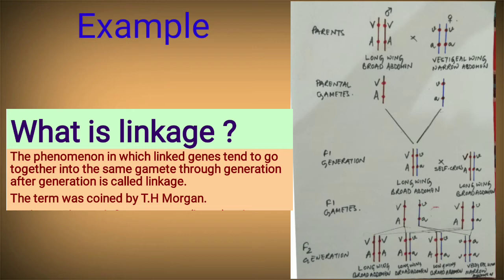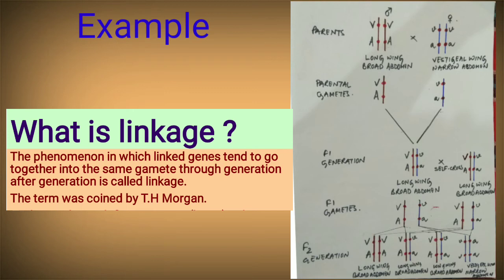So here we get only two types of gametes, and though this is a dihybrid cross, only two types of gametes are found. When these two types of gametes fuse in the next generation during self-crossing, we get a 3:1 ratio: 3 long wing broad abdomen individuals and 1 vestigial wing narrow abdomen individual.